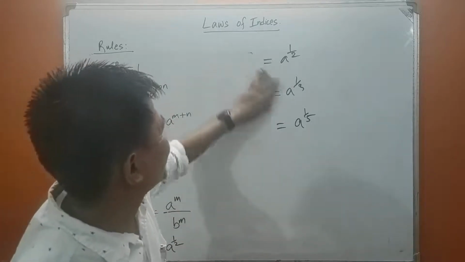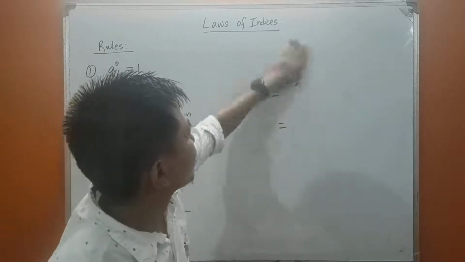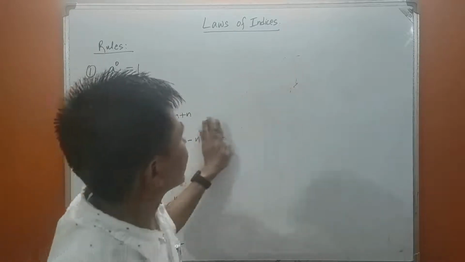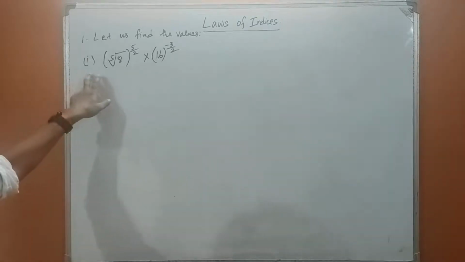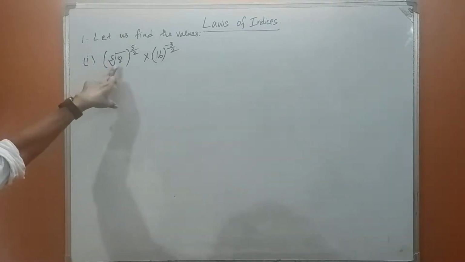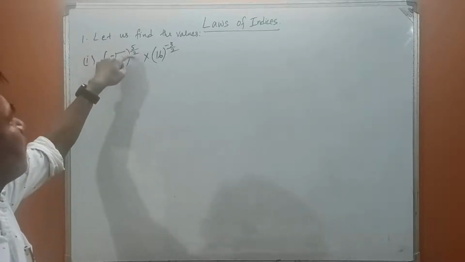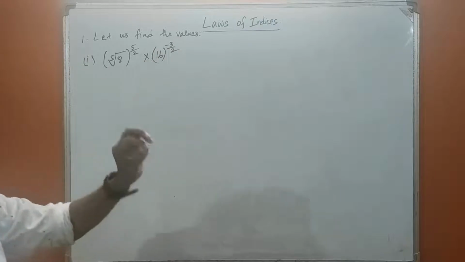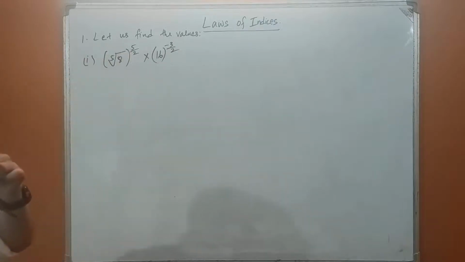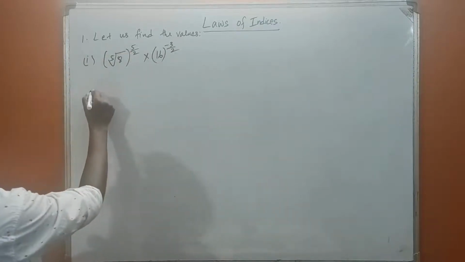Now let us go to the exercise and solve the questions from there. We will understand these rules better when we solve them. Okay, let's do question number 1. Fifth root of 8 whole to the power 5 upon 2 into 16 whole to the power minus 3 upon 2. We are asked to find the value, okay? We are asked to simplify this. This is very, very simple.